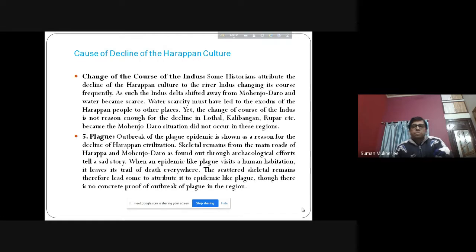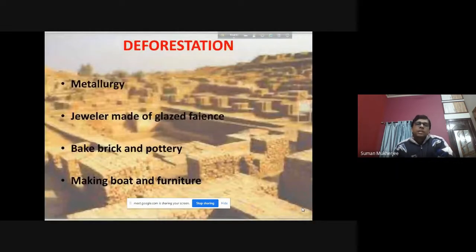Actually, at this point, some historians thought that the plague was an outbreak during the time as an epidemic, but some of them disagree with that. So this point is not a very concrete one. And now the next point is deforestation. Actually, we know that deforestation was a major cause behind the decline of the Harappan civilization.